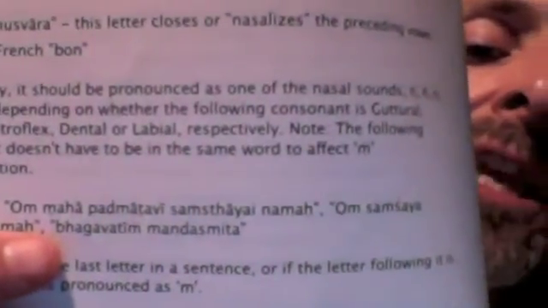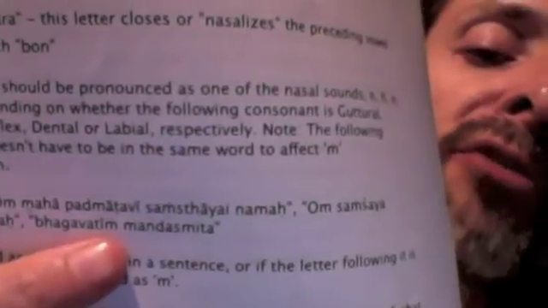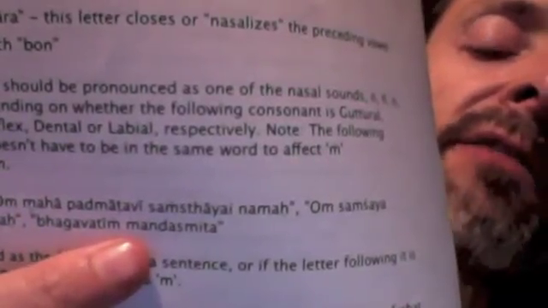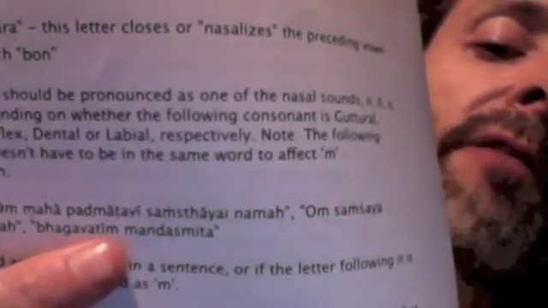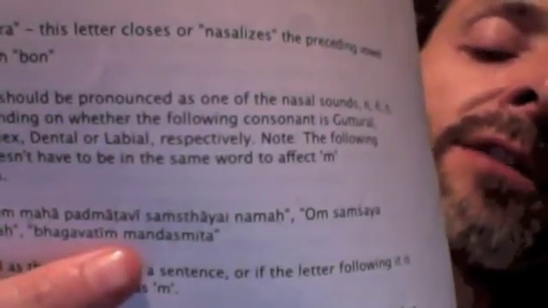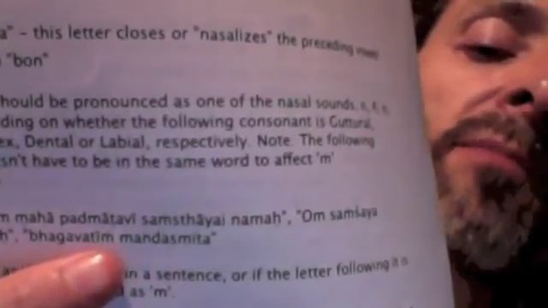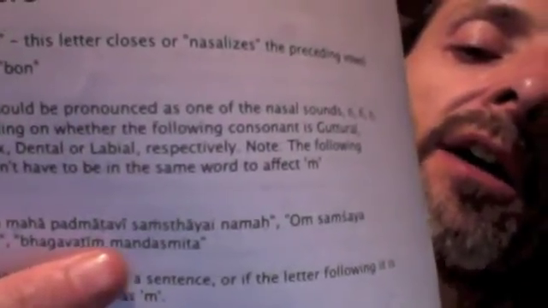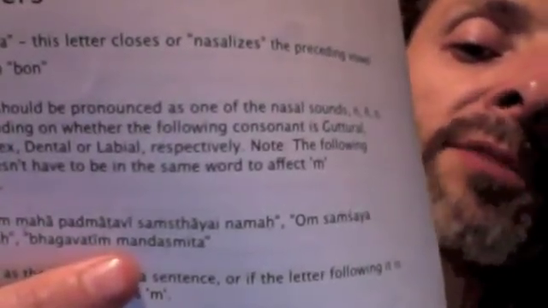Bhagavati Mandasmita, right there. Now here we have the Anusvara at the end of a word, but remember I said that even if the next consonant is in the next word, it still affects how the Anusvara should be formed. You still look to the next consonant to decide how you're going to form the Anusvara, even if it's in the next word. And in this case, the next consonant is ma, which is a labial, and it's formed, of course, with the lips closed.